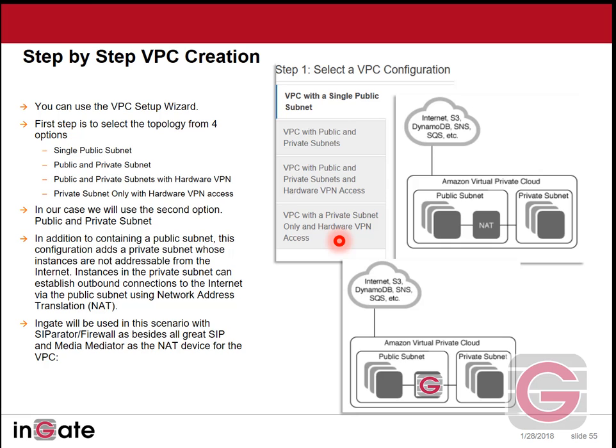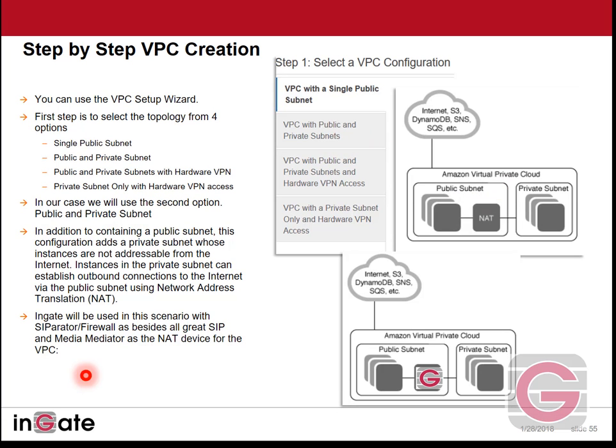There are several more that you can imagine, but you can start with one of these four, and then you can make it more complex. For our use case in the training, we're going to use the second one, the VPC with public and private subnets. And we're going to have then a public subnet, a private subnet, and a NAT instance.